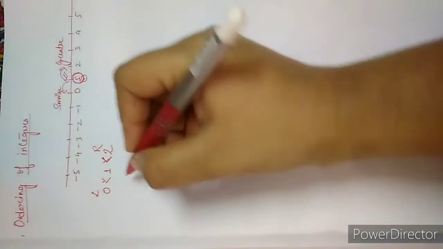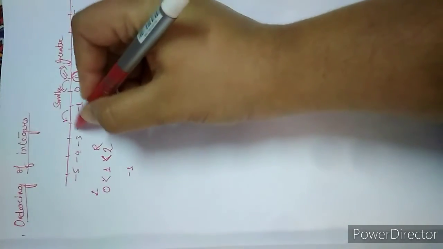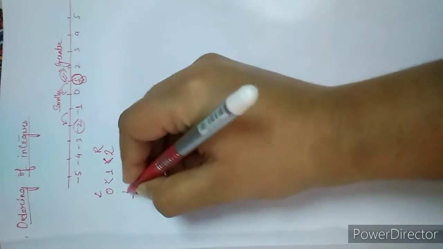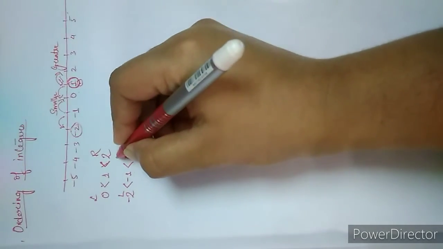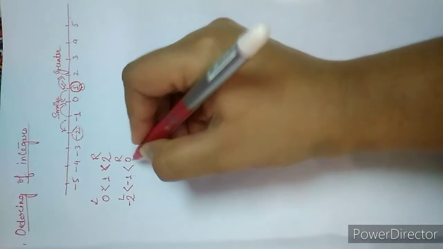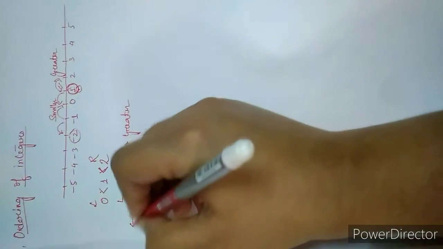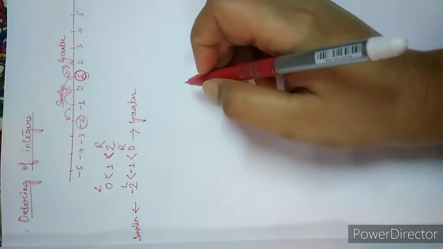Now let us take -1. For -1, the left number is -2, so -2 is smaller than -1, and the right number is which one? 0. So 0 is greater than -1 and -2 is smaller than -1.